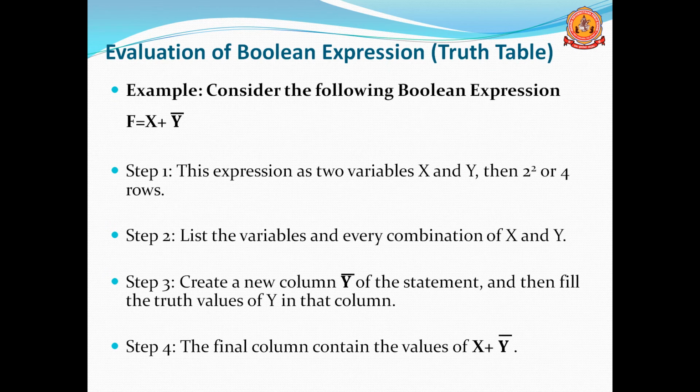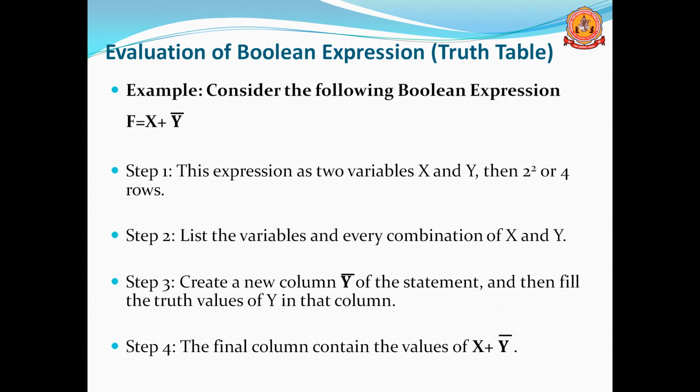The 4 rows we should write. Then list the variables. We have to list every combination of x and y, and list the values for all the combinations of x and y. Then create a new column for the new statement. The new expression: x is over, then y is over. Next, compared to this statement, y dash is required. Y dash is the new statement here. For that we have to create the new column and fill the truth values of y dash in that column.